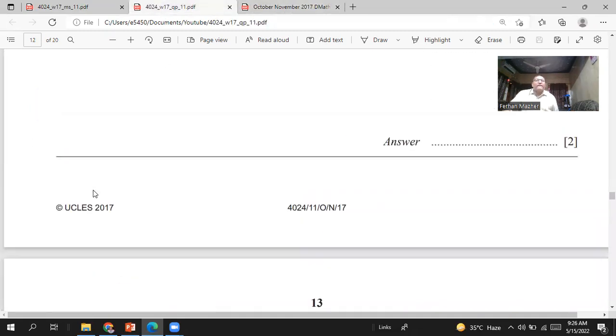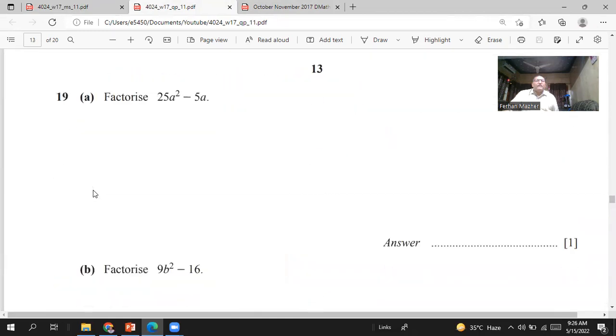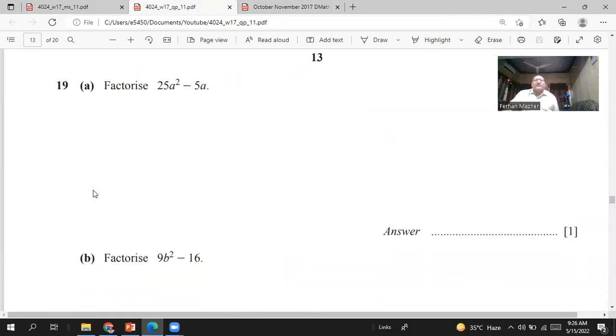Okay. We are going to the next question. The next question is question number 19. It says factorize 25a squared minus 5a.